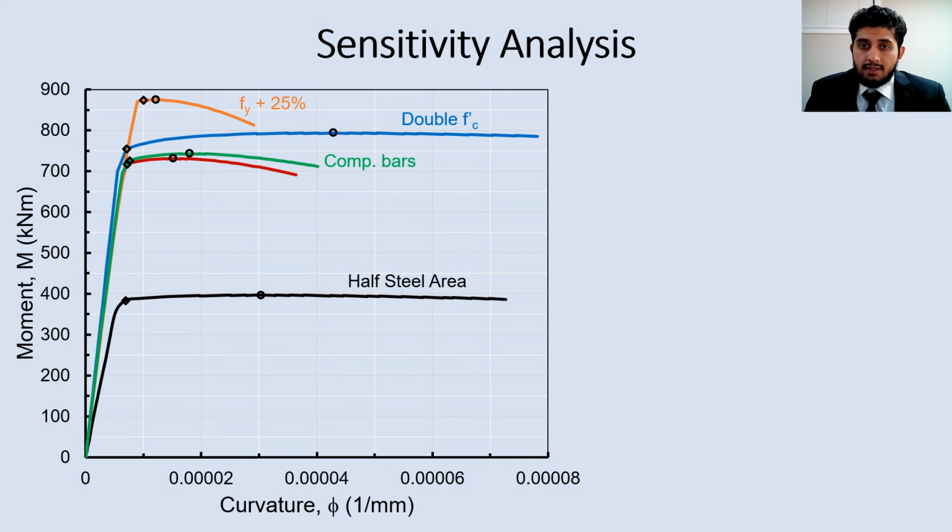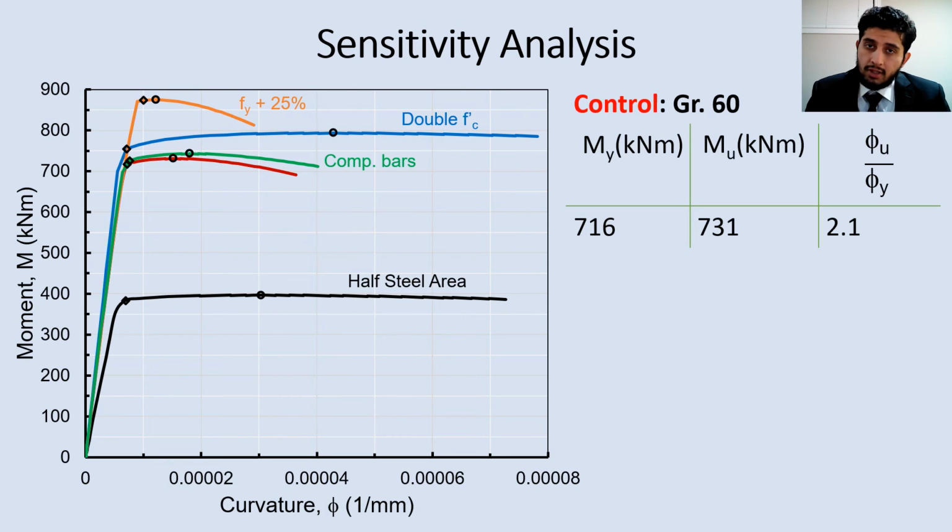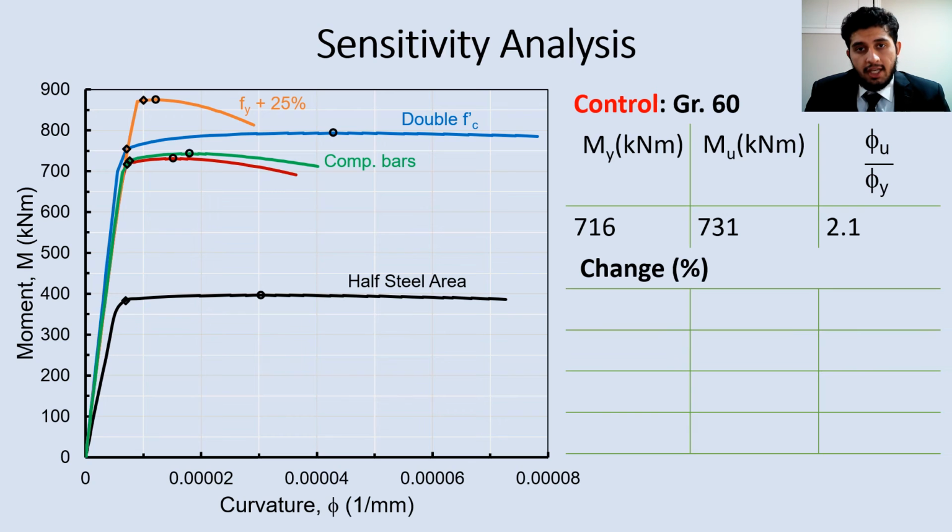We also conducted sensitivity analysis. The variables we changed were the steel area, adding compressive bars, increasing or reducing the f'c, as well as changing the yield stress of the reinforcement. The red curve, which is the control, was a beam reinforced with grade 60 reinforcement with given moment and curvature ductilities, and we saw the changes in percentages.